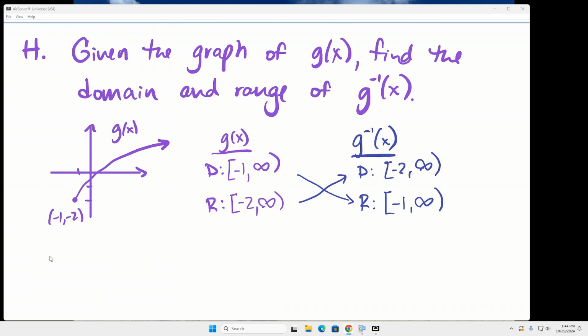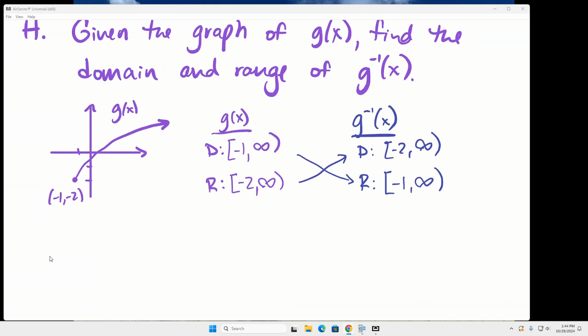All right, so let me give you guys one to do. This is 9, the last one. So same directions. All right, this time our endpoint is at -3, 1. And this is f. So I want you guys to find the domain and range of f inverse.